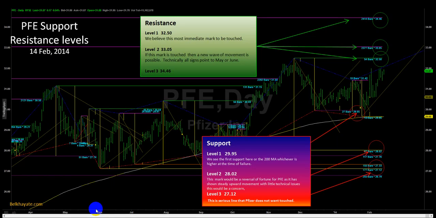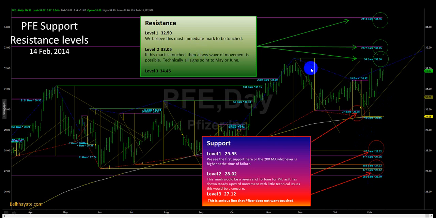So where do we see the PFE going? We usually like to start with the area where we believe it's not going to go first, and that would be on the support side. We see our first area of support, if the price happens to drop down, to be at this 29.95 mark, or the 200-day moving average, which we believe will be higher by the time it comes down. So whichever one is higher is going to be the first mark of support. The next mark will be the 28.02, which if it happens at this point, I think it's going to change the direction of Pfizer or put it sideways for a period of time. And let's hope that the third mark, the 27.12, does not get hit.